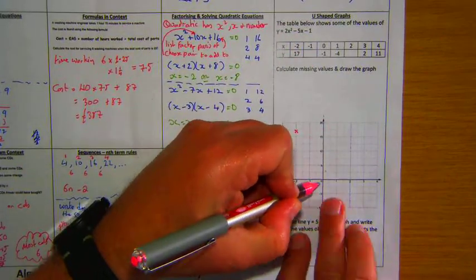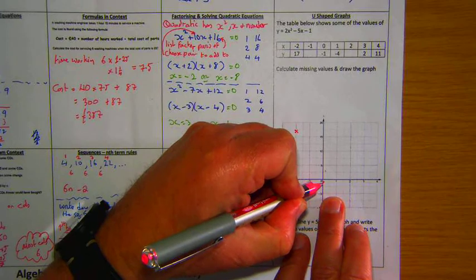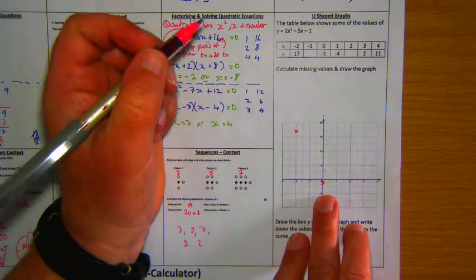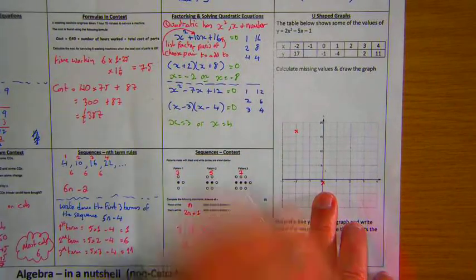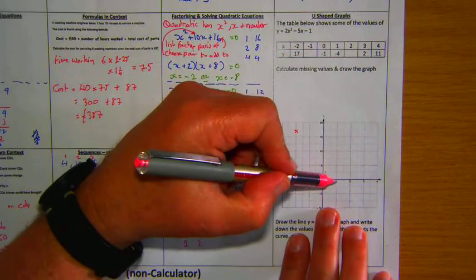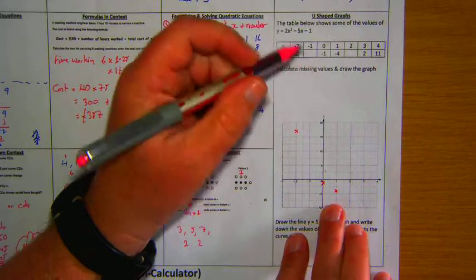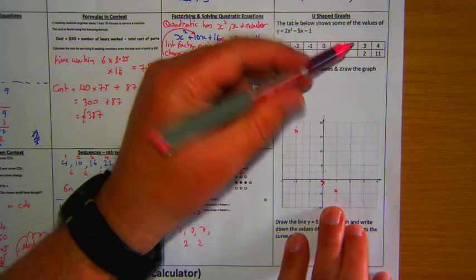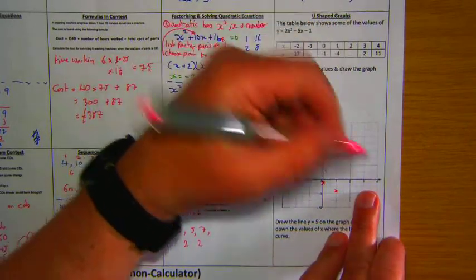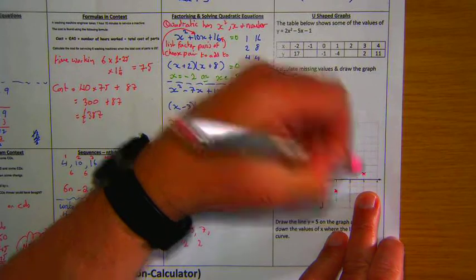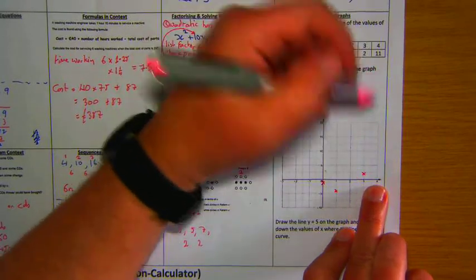0 is negative 1. So negative 1 is going to be 2 squares down from there. 1, we're going to cross 1 and down 4. We don't know the 2 yet. 3 is 2. And 4 is 11.